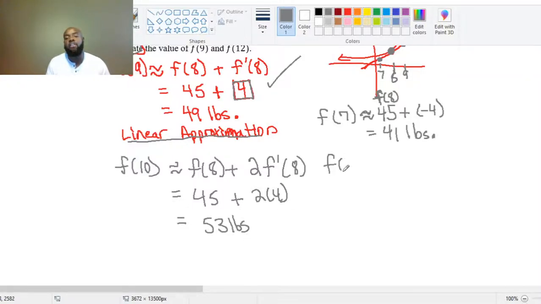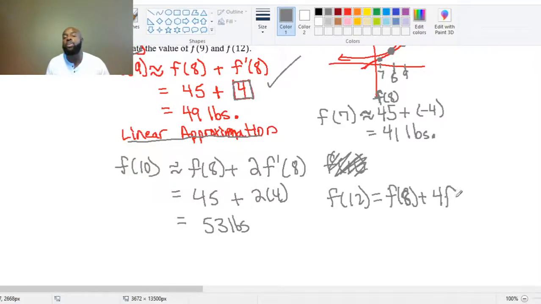And then you can find f of 11, and then you can find f of 12. Remember, 12 is 4 units from 8, so I'm just going to save some time and skip over that. I'm going to have f of 8 plus, well, 12 is 4 units from 8, so I'll add 4 four times, basically. And then we get an approximation there that a child will be approximately 61 pounds.